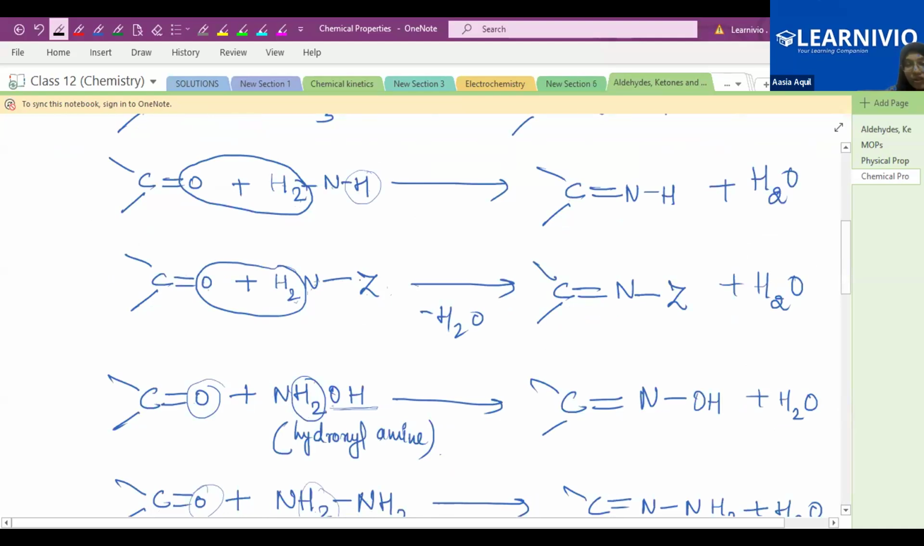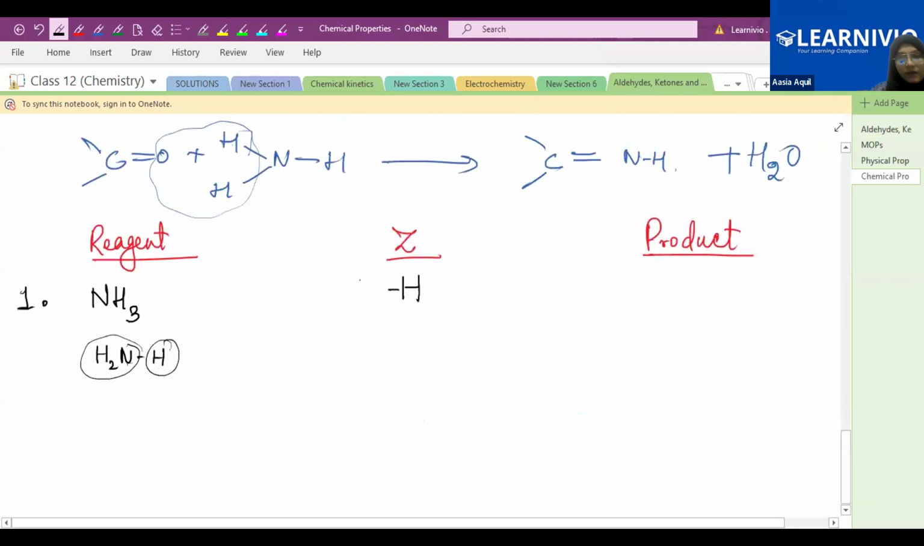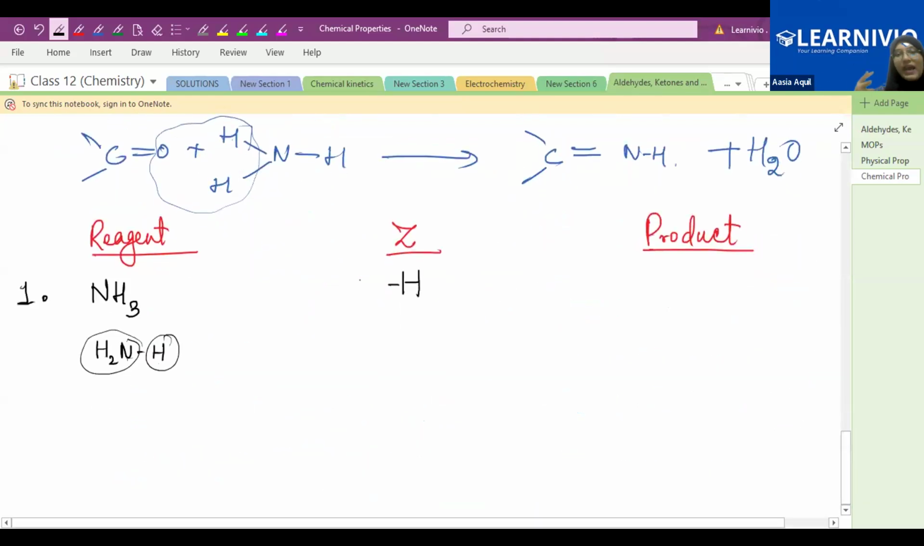Okay, in the reagent, you have to check whatever is present other than the NH2 group. That is Z. So in ammonia, there are three hydrogens. Can we write this as NH2 and H? So other than NH2, what is extra? Hydrogen. So hydrogen is Z over here.